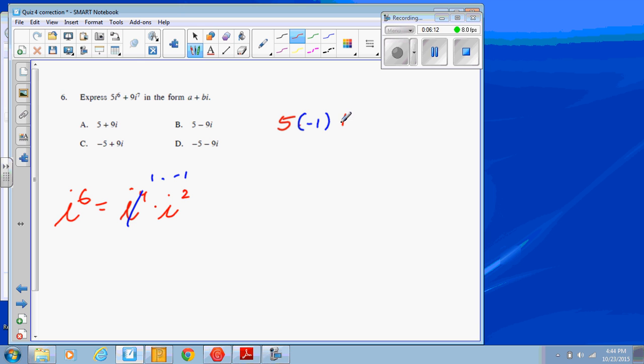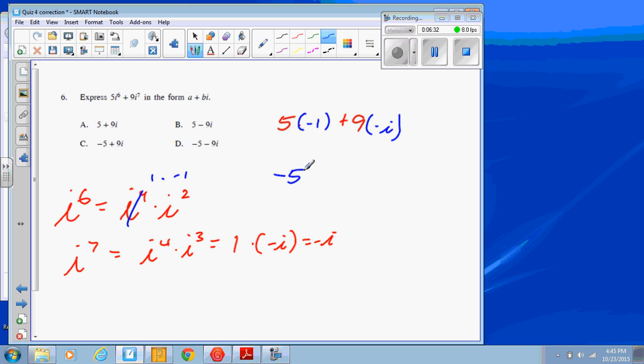And then I'm going to say plus 9. And then i to the 7th is going to be i to the 4th times i to the 3rd, which is 1 times negative i, or just negative i. So it's going to be 9 times negative i. So that's going to be negative 5, minus 9i. Negative 5 minus 9i is this one right here, D.